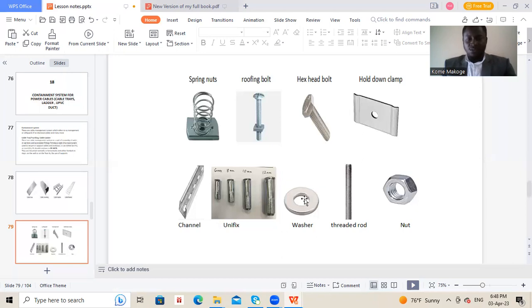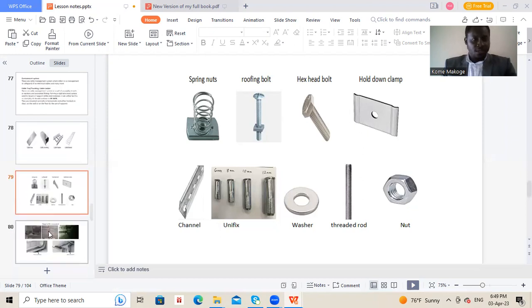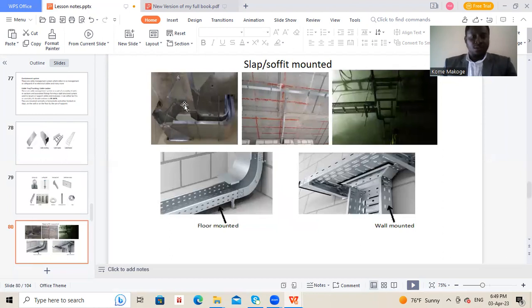The washers are used to stand in between the roofing bolt and the channels, or the threaded rods and the channels. These are threaded rods, which also act as support and are used alongside the channels. We have the nuts, which we put on the threaded rod so they hold the supports firm.